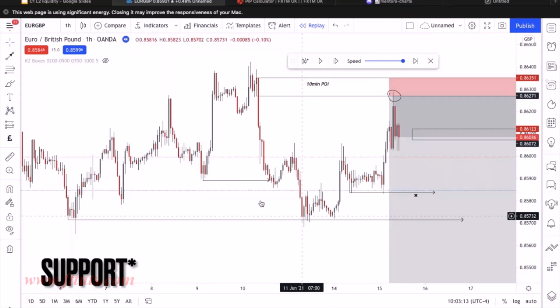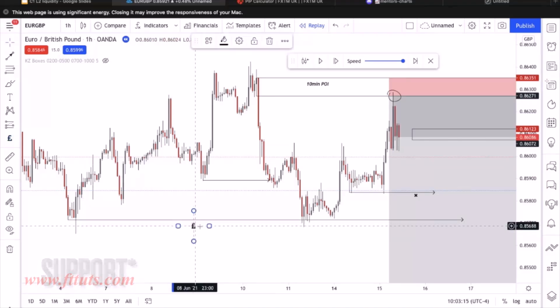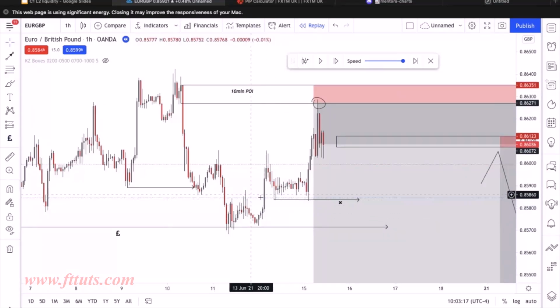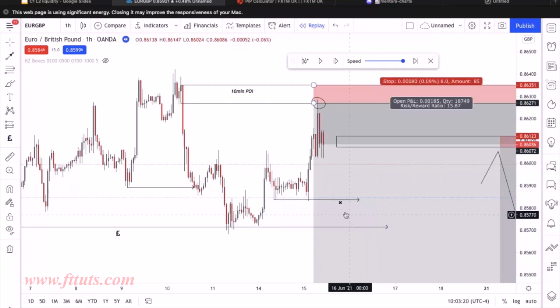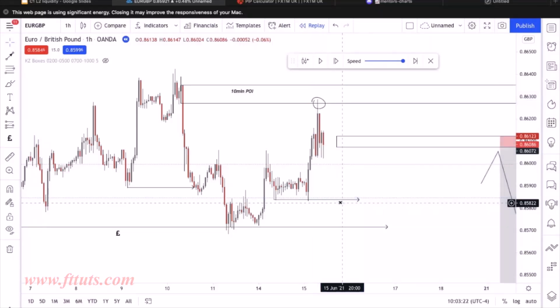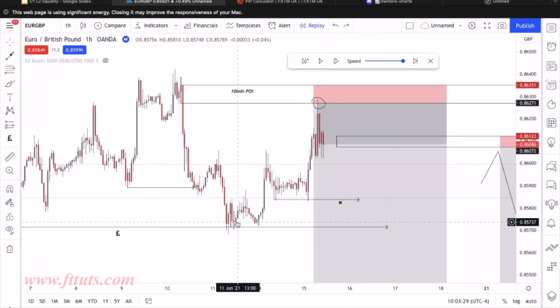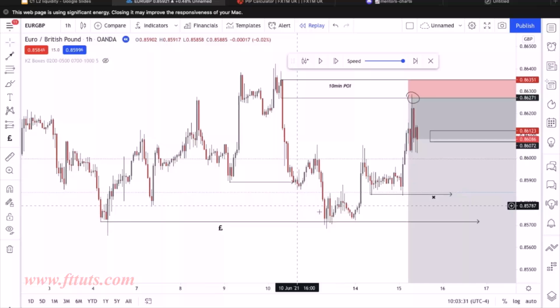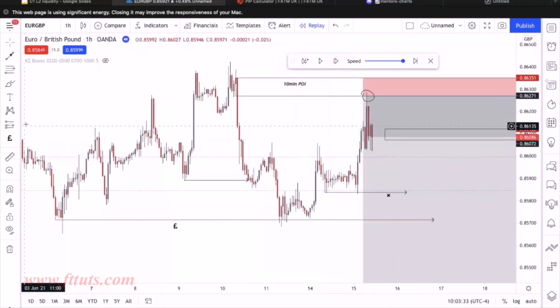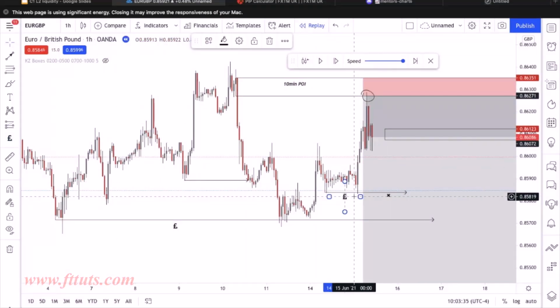An area of resistance. Now, what is that? Liquidity, yeah? What's this over here? A double bottom, even more. Liquidity. Yeah. So not only do we have this double bottom over here, we also have this double bottom over there. And what's that? More liquidity that needs to be taken out.